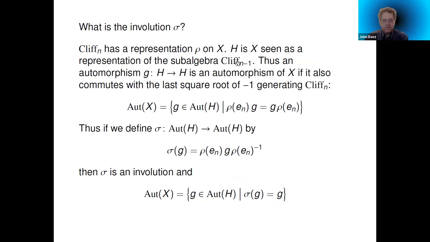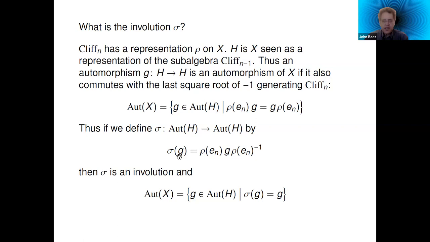So the question here is, we've got this group of automorphisms of H, the representation of Cliff N minus one. And then some of those will be automorphisms of X. They'll be the ones that commute with the action of the last square root of minus one. So there'll be these group elements that commute with the representation of e_N, the last square root of minus one. But we want to show that this subgroup is the subgroup that's fixed under some involution to get ourselves a symmetric space. So our involution, what is it? It's just the obvious thing.